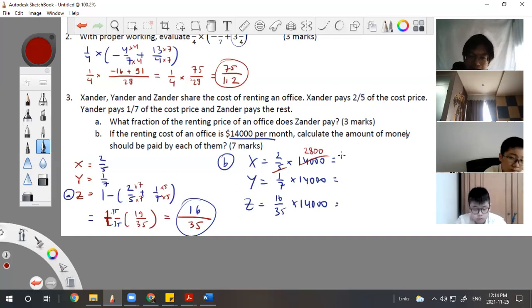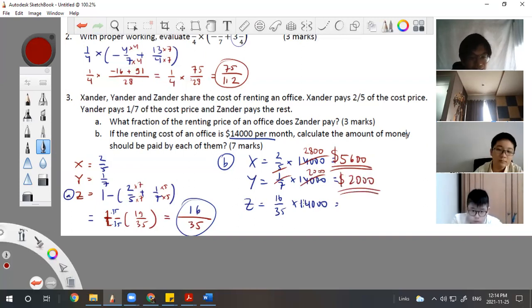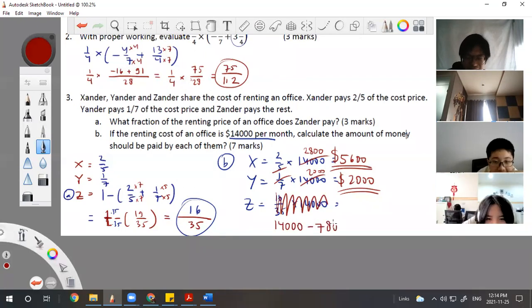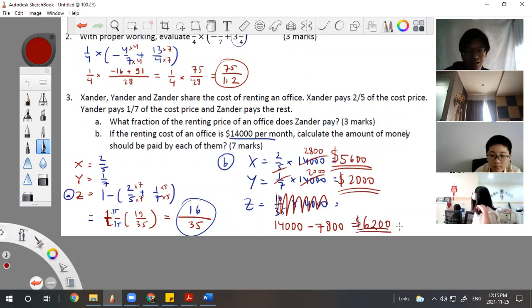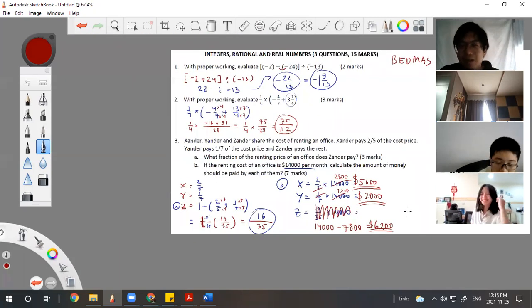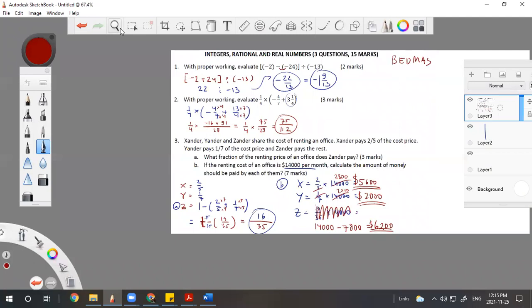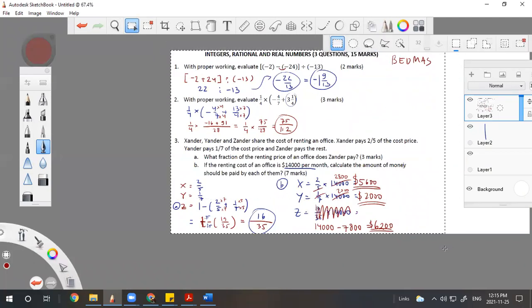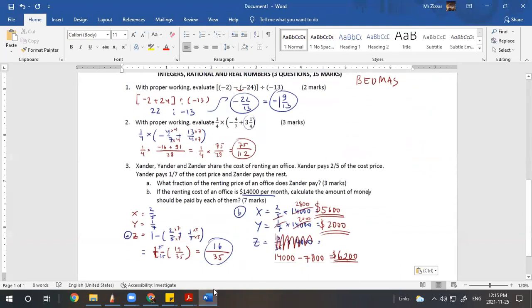So 2 times 2,800 is 5,600 for Xender. How about Yender? Very simple. 2,000, right? And the rest, if you want to calculate this, will be too much, and I think it doesn't need it. You just calculate 14,000 subtract 7,600. That's the way you do, rather than you multiply like this, too much. It's much easier. That's it, $6,400. So Zender pays the most. I don't know why, maybe Zender makes more money than the others. I don't know, but the share is not equal. Okay, done for another subtopic.